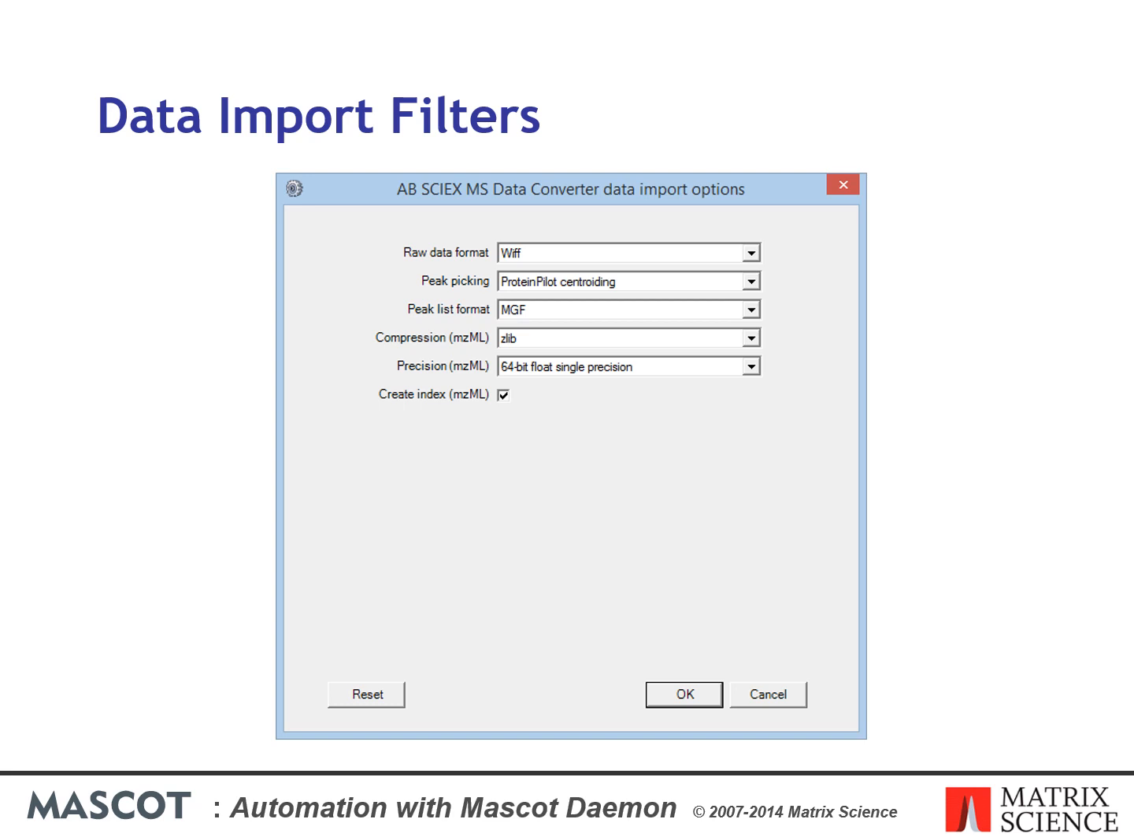The AB SCIEX MS Data Converter supports both WIFF files and TOF data stored in an Oracle database. Output can be an MGF peak list or an mzML file, which contains a more complete representation of the data. For rapid peak picking, the converter exports the centroids determined by the instrument software during acquisition. For WIFF files, there is also an option to use the peak picking algorithm from ProteinPilot, which gives particularly good results on TripleTOF data.